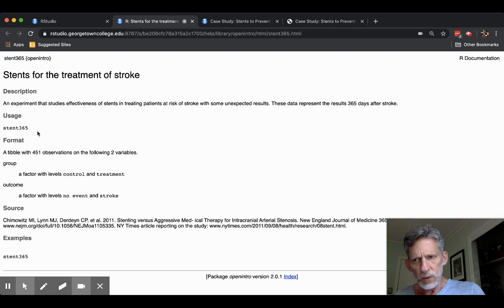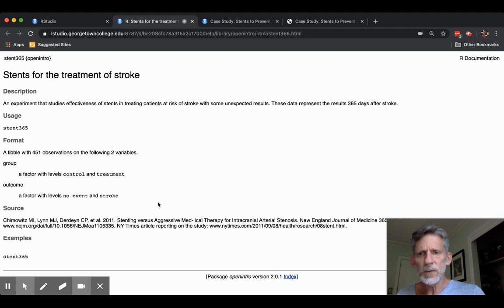Sometimes help can be a little bit technical, like why do they have this usage section and what in the world is a tibble? But if you just hang with it, you can still get a lot of help from the help. What's really nice is that it tells you the names of the two variables in the data set, group and outcome, and it tells you what they mean. Group is a factor with levels control and treatment. Outcome is a factor with levels no event and stroke. And there's some other interesting information at the bottom where you can get more background on the data set if you want.